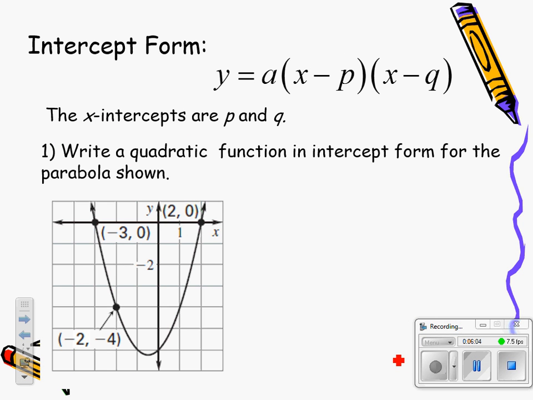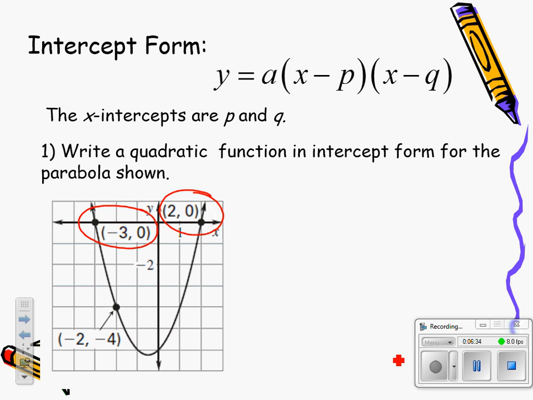Okay, so the intercept form is going to be using, remember, the intercept form that we used, which is y equals a times (x minus p) times (x minus q). Remember, your x-intercepts are p and q. All right, so if I'm given this graph, I'm going to be looking for my x-intercepts. Well, here's an x-intercept. Here's an x-intercept.